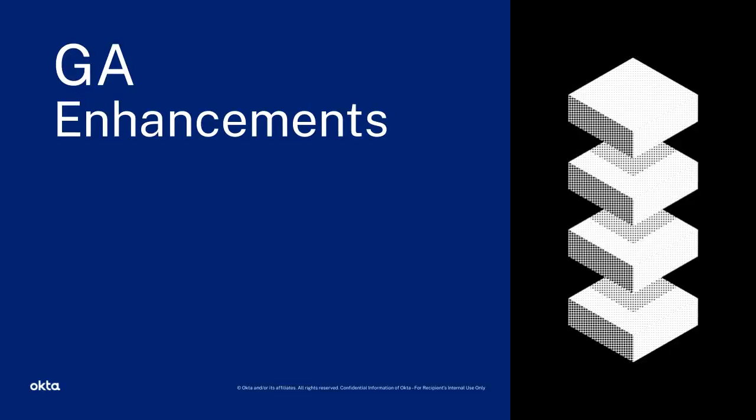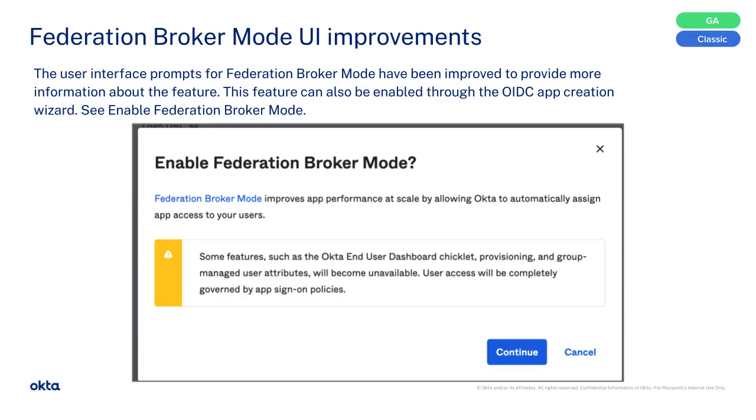Let's review the GA enhancements for April. Key improvements to Federation Broker Mode UI. The user interface prompts for Federation Broker Mode have been improved to provide more information about the feature. This feature can also be enabled through the OIDC app creation wizard. For details, see Enable Federation Broker Mode.